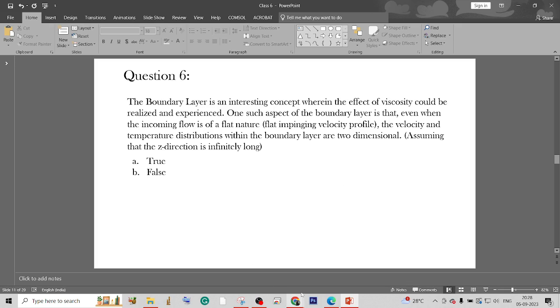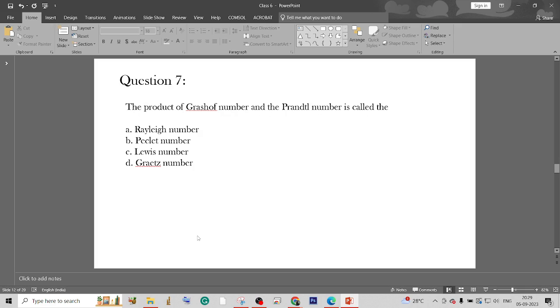Hello? Ma'am, it only flows in one direction. No, it will be in two directions, right? Not the flow, but the velocity and temperature distributions will be in two directions. Yes, ma'am. It will be x and y both directions. So there will be momentum diffusion and thermal diffusion in both directions. So it will be A, true. Okay. Yes, ma'am. The product of Grashof number and Prandtl number is which of the following?